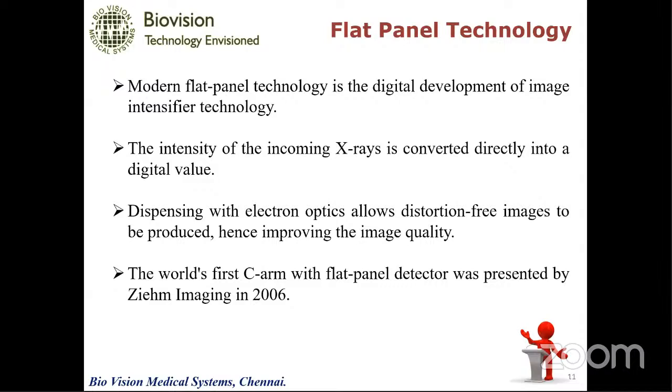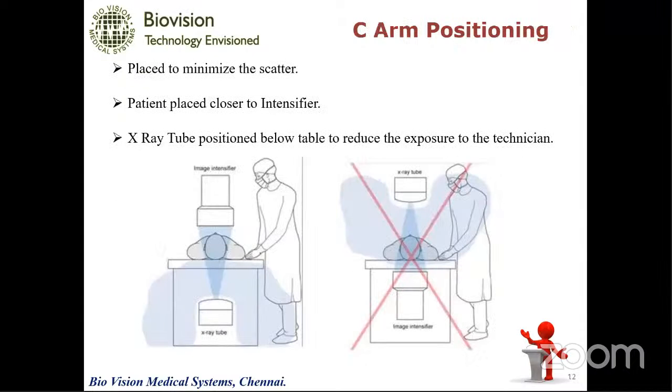So if you can see, from 1955 to 2006, it took almost 50 years for us to digitize, or to overcome these distortions or erosions which were occurring in the analog mode of technology. So coming to the positioning of the C-arm, there are various things which need to be taken into consideration when we use a C-arm or any other radiological device.